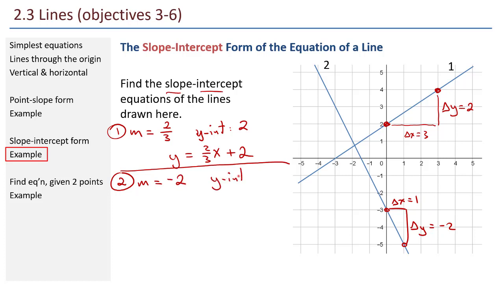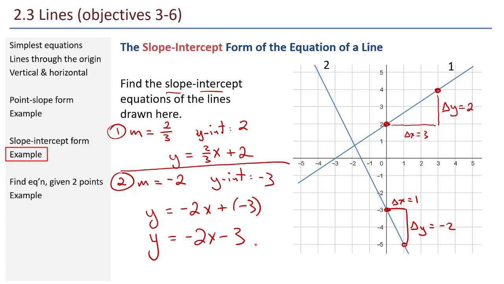And the y-intercept for line 2 is, looks like -3. So y equals mx plus b, so -2x plus a -3, or I might as well just say y equals -2x minus 3. There we go.